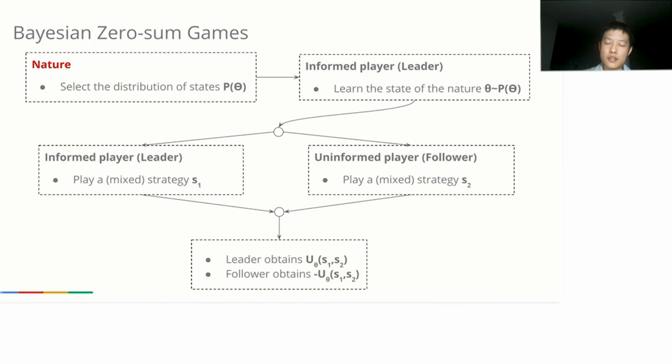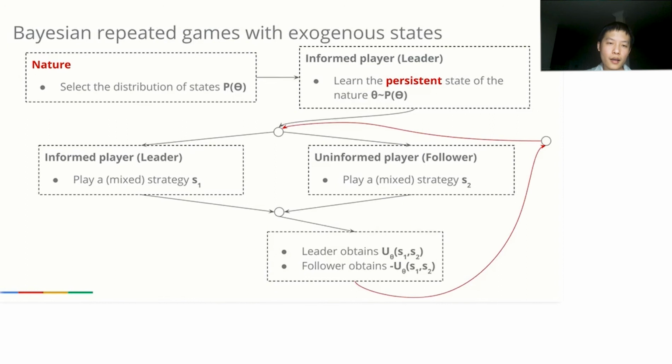After the state is sampled and the informed player learns the state of nature, both players make their decisions about their strategy simultaneously, and then they play their strategy and earn their payoff. In this game, the payoff depends on both players' strategies as well as the state of nature. And we are in a zero-sum game, so the sum of these two players' payoffs is 0. We are going to turn the Bayesian zero-sum game into a Bayesian repeated game with exogenous states with two adjustments.